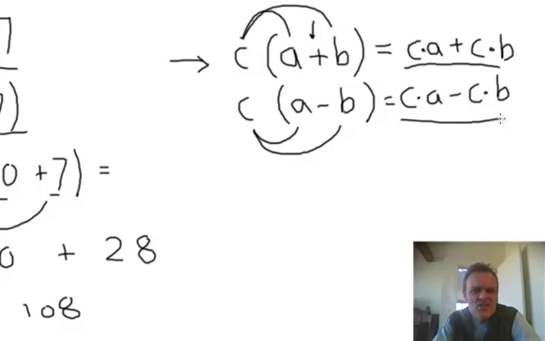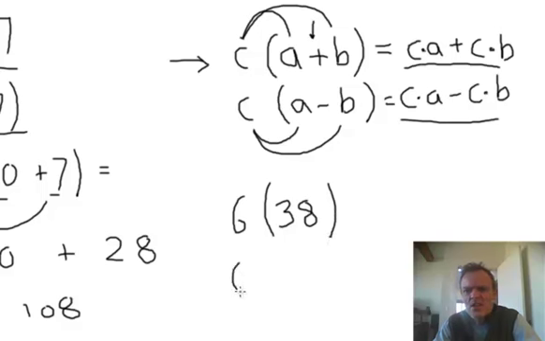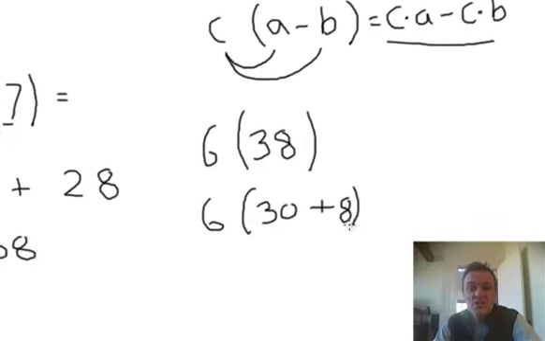Now let's just try another one. So I did 4 times 27. What if I did, I don't know, 6 times 38? Let's do that one. 6 times 38. So we can say that's 6 times (30 plus 8), because that's what 38 is. All right, let's do that.